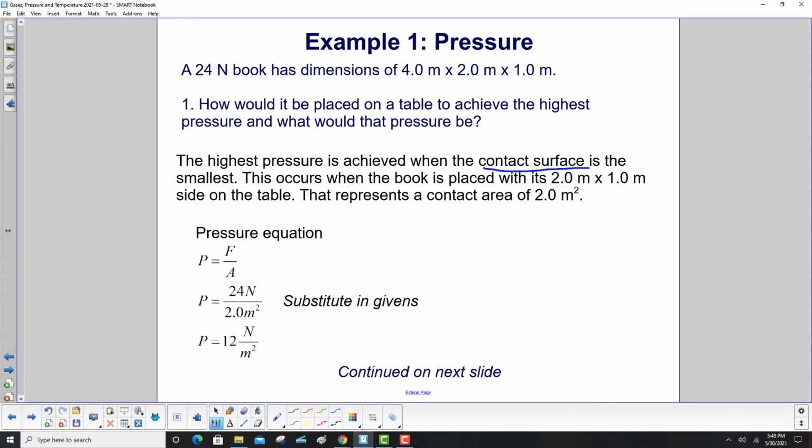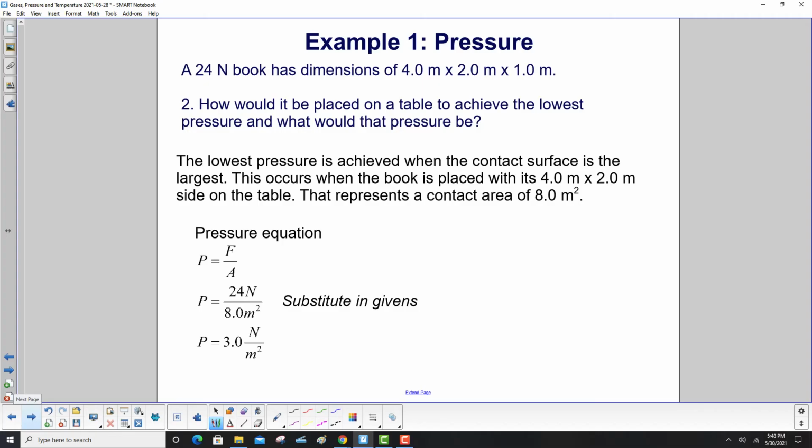This will occur when the book is placed with its 2 meter by 1 meter side on the table. That's a contact area of 2 square meters, right? 2 times 1, 2. So our pressure equation, force per unit area: we have the 24 newton force, the 2 square meter area, and we get a pressure of 12 newtons per meter squared.